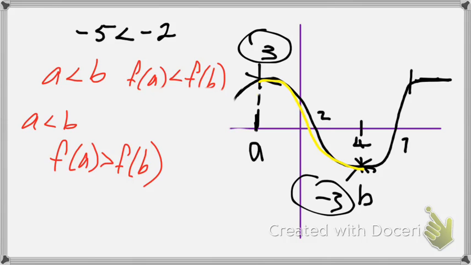And the last one is if my f of A equals f of B, then I'm constant. It's a horizontal line. It just means my y value for A and my y value for B are the same thing. Is that pretty easy to follow so far? What's happening?